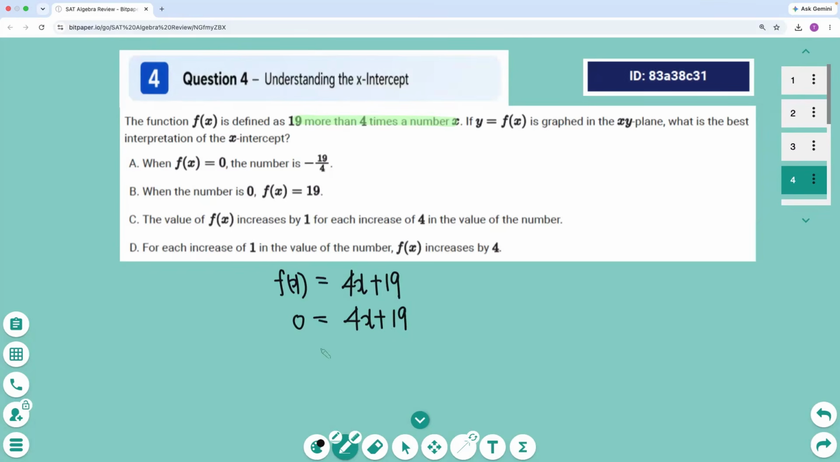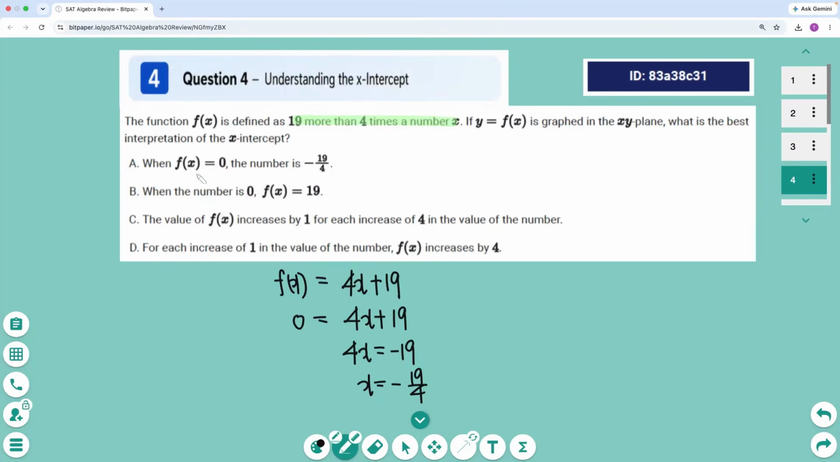Solve for x. So 4x is equal to negative 19. Therefore, the value of x is x equals negative 19 over 4. So the x-intercept means that f of x is equal to 0. The number x is negative 19 over 4. Let's analyze the answer choices.